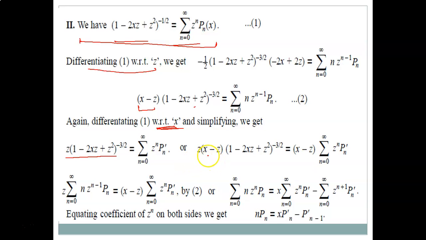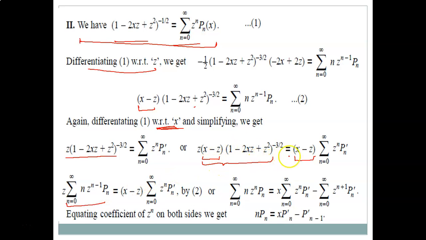Further, when we multiply this expression on both sides by x minus z, the part x minus z into this quantity is equal to this one from equation 2. So in place of this I can write this summation term, and z is there, so z is there and the summation term in place of this whole expression.